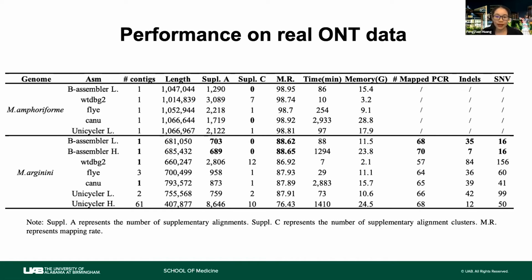To further evaluate the accuracy of backsembler, we did PCR amplification and Sanger sequencing on 76 locations. The largest number of PCR reads could map back to backsembler contigs, and backsembler got the minimum number of mismatches and indels in PCR reads.